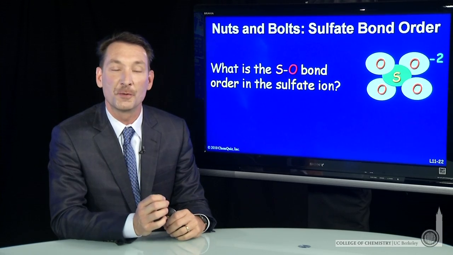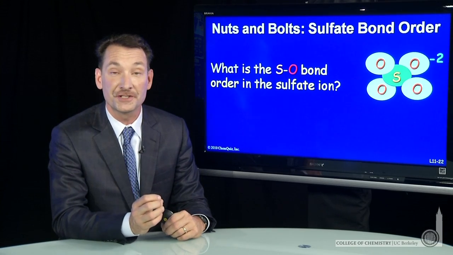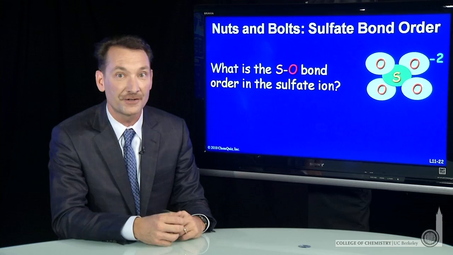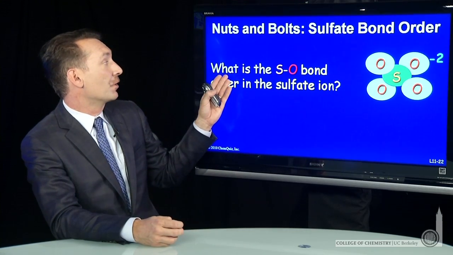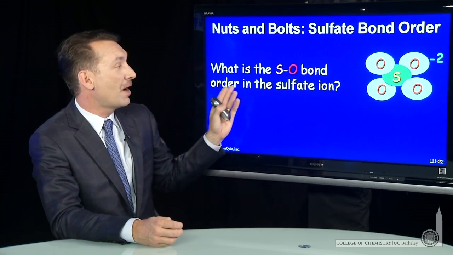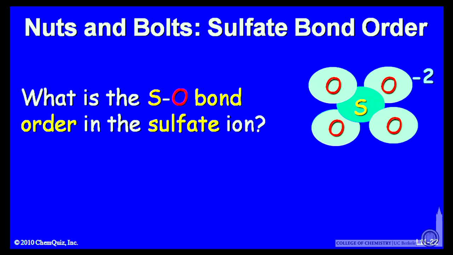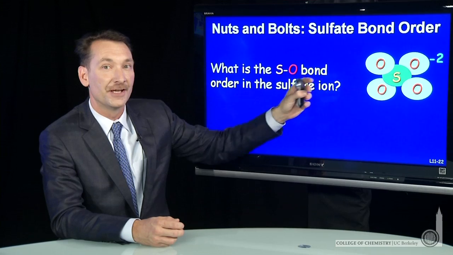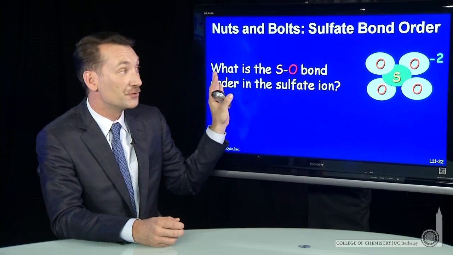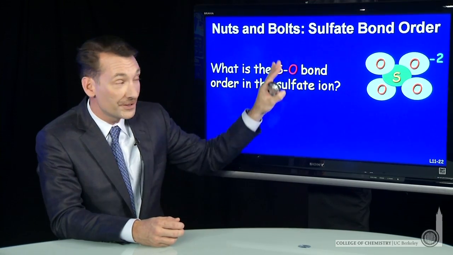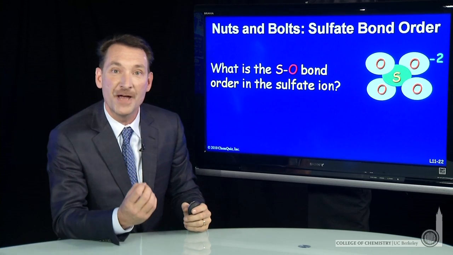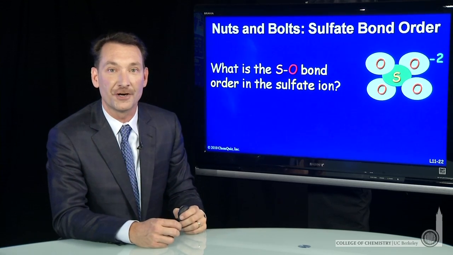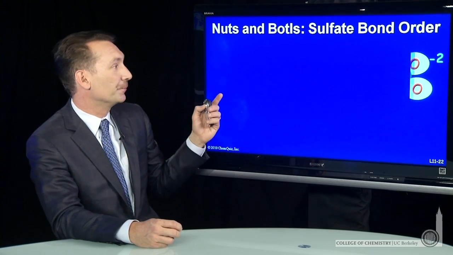Let's do a calculation where we look at formal charges to determine the best Lewis electron dot structures. We're going to say, what is the SO bond order in the sulfate ion, SO4 2-? In order to do that, we need Lewis electron dot structures. And to do that, we need to draw all the various resonance structures and determine the best ones based on formal charges. So let's look at a few.